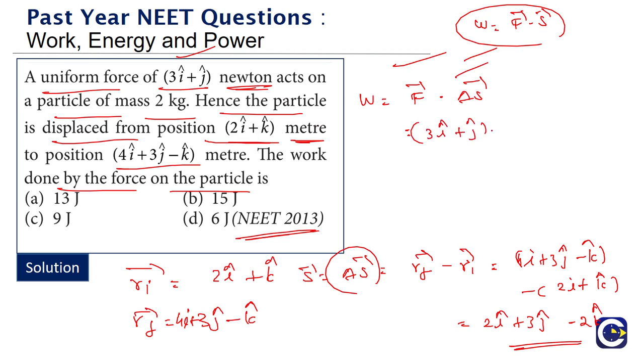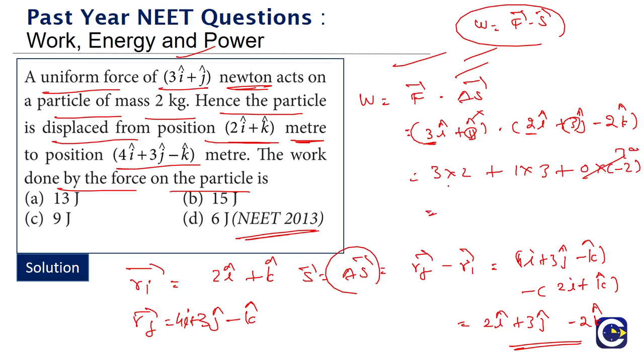So F is 3i plus j, dot the displacement vector, 2i plus 3j minus 2k. The dot product of two vectors is the product of the i components, here 3 and 2, so 3 into 2, plus the product of the j components, here 1 and 3, so 1 into 3, plus the product of the k components. Here there is no k component in the force, meaning 0, so it will be 0 anyway. So 3 twos are 6, 1 three is 3.